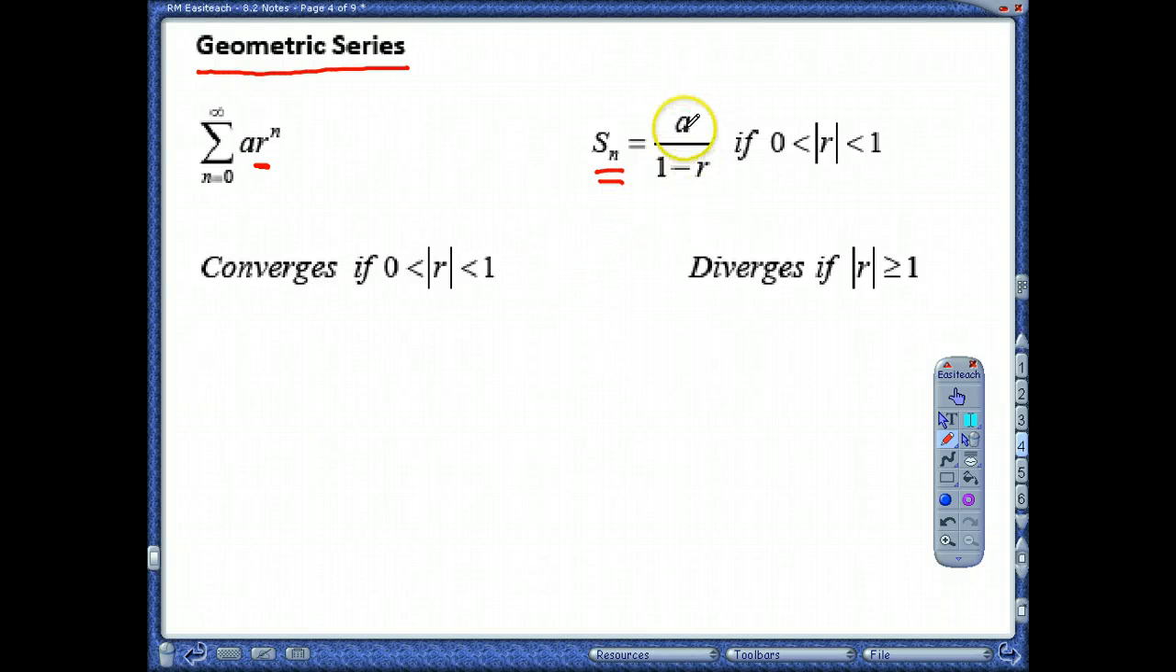When you find the sum, if they want to know what the sum of that series is, you're going to take a, that first term, and divide it by 1 minus what that r turns out to be. Now the series convergence test: if the absolute value of r is between 0 and 1, then you're going to converge. It's going to diverge if the absolute value of r is greater than or equal to 1. Okay, I told you that test was pretty easy. So let's take a look at these guys in action.